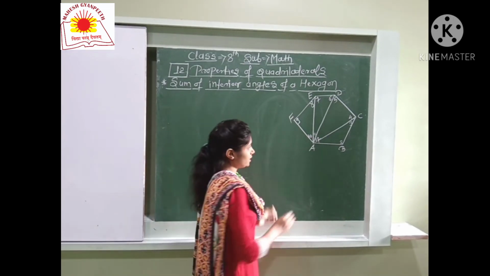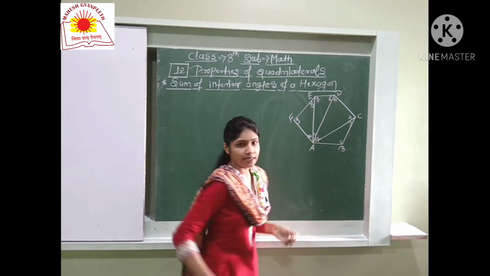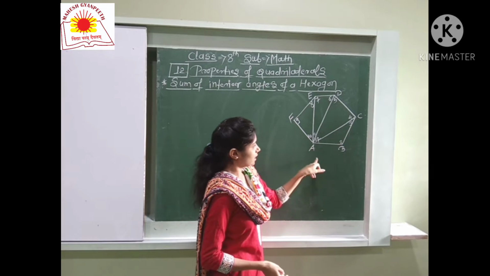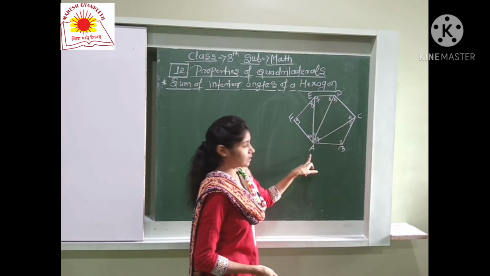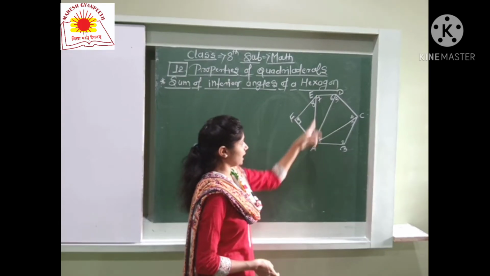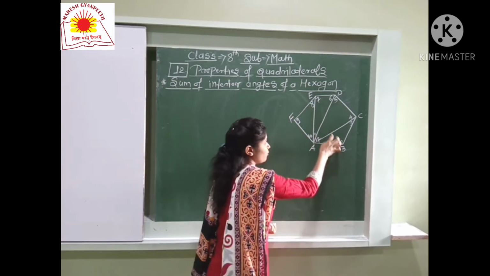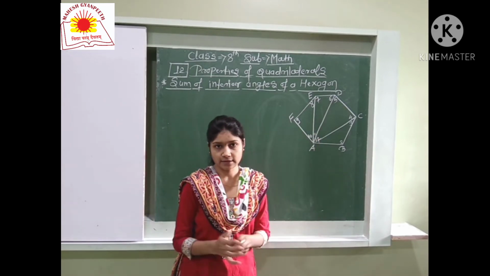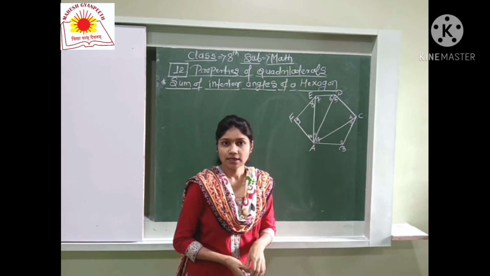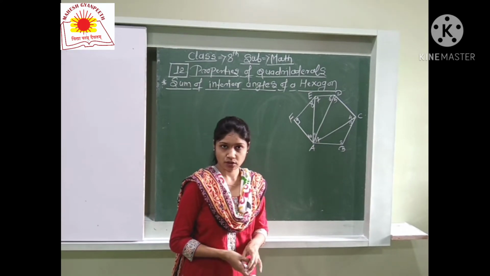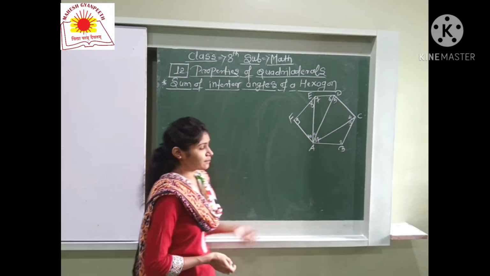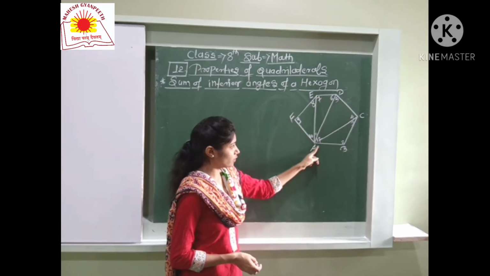So see here, students. This hexagon is divided into four parts. This is the first triangle A, B, C. Another one is A, C, D. Next A, D, E. And the last one is A, E, F. These four parts we have to combine, and then you get the sum of the interior angles of a hexagon. A very simple method we have to use here. We have to add all of this.